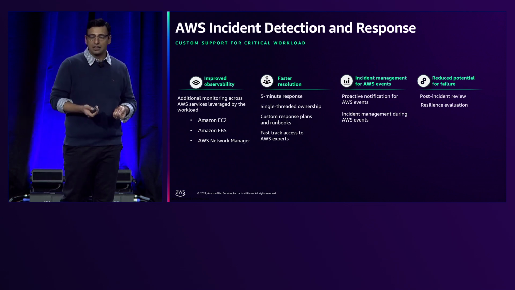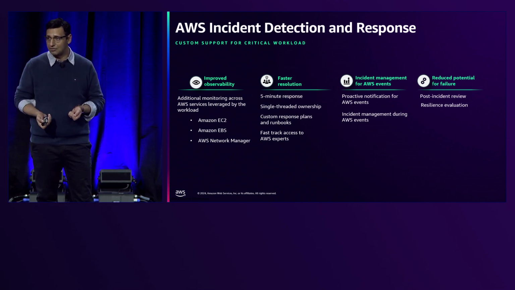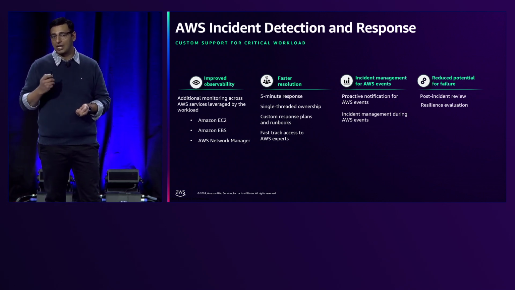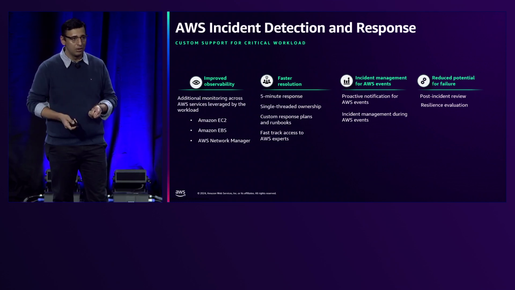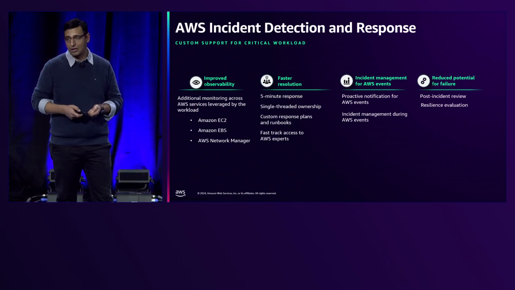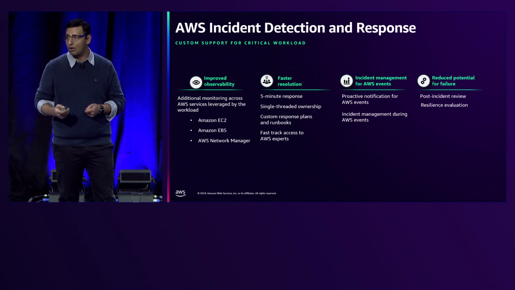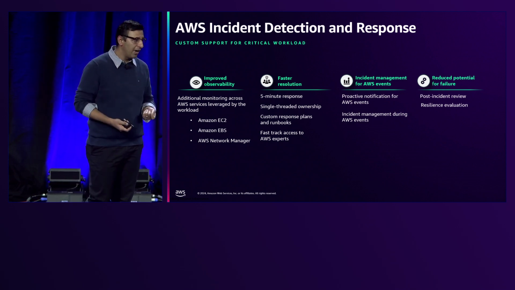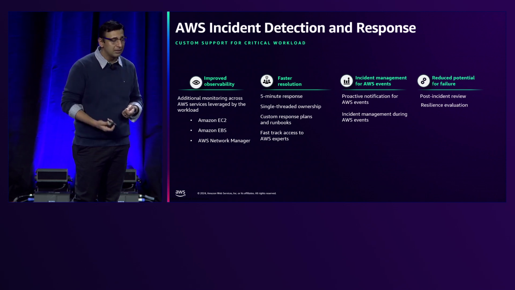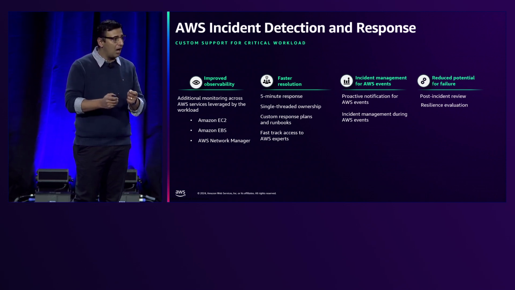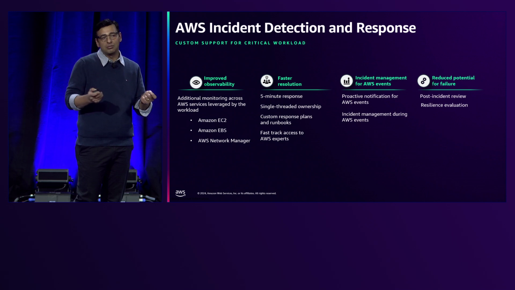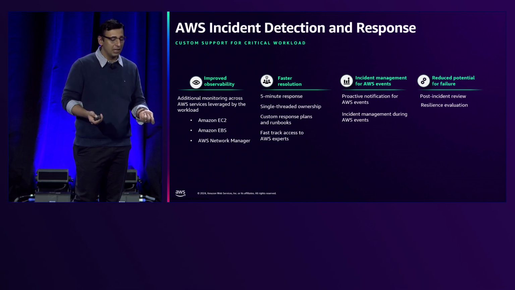The last piece is where we're trying to make sure that we reduce the potential for failure itself. As part of the IDR process, we conduct a post-incident review where we work through the whole timeline on what happened, how did we respond, how do we improve some of the response plans on an ongoing basis. And of course, as part of our collaboration, we also do resilience evaluation. We try to provide you best practice guidance, and we work with you to figure out what the gaps are, because we want to make sure you're long-term successful on AWS itself.